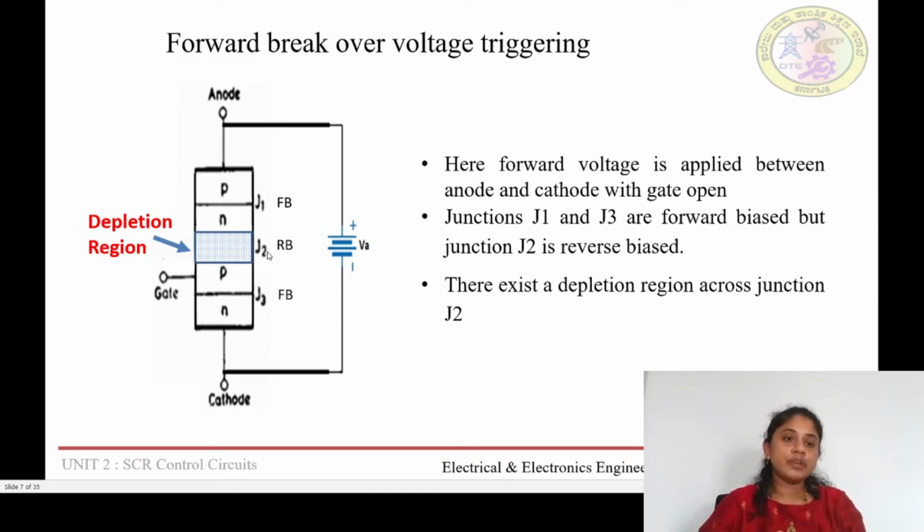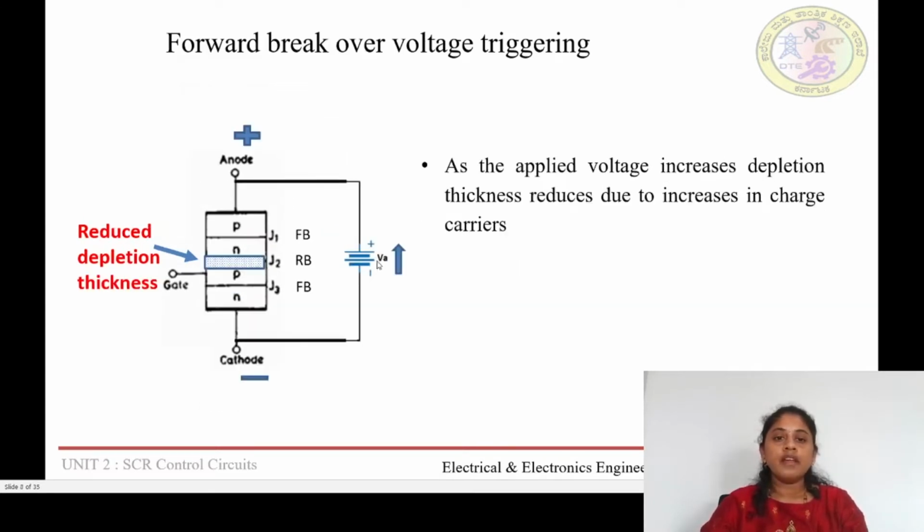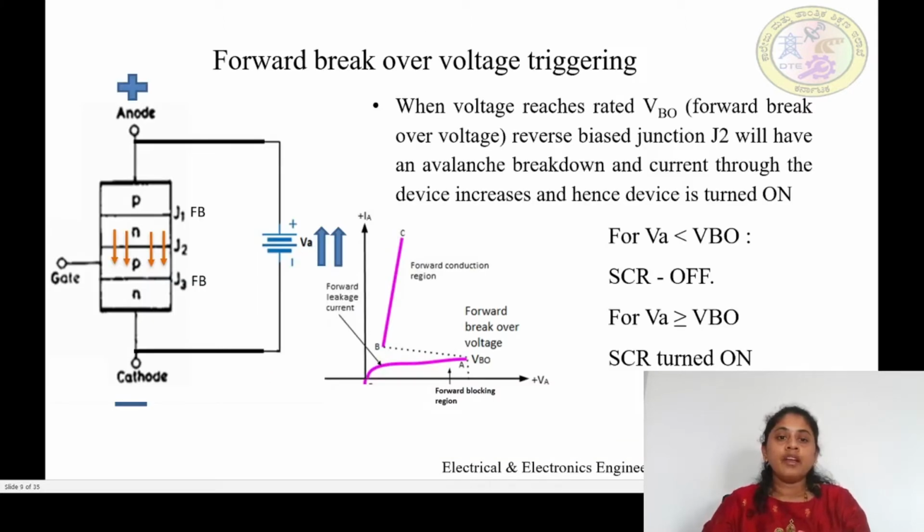As junction J2 is reverse biased, there exists a depletion region across the junction. If the anode cathode voltage is increased, the depletion layer thickness starts reducing because of the increase in the charge carriers. If the anode cathode voltage is further increased, at one point of time it reaches the rated breakover voltage. Once it reaches the rated breakover voltage, an avalanche breakdown takes place at junction J2 and current starts flowing from anode to cathode. Hence the device is said to be turned on.